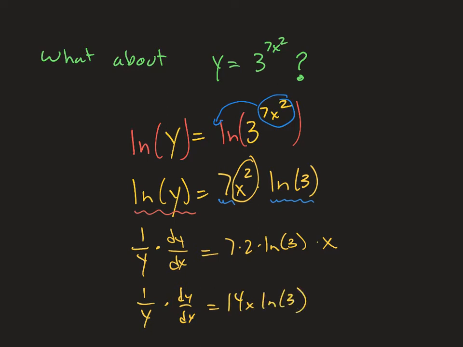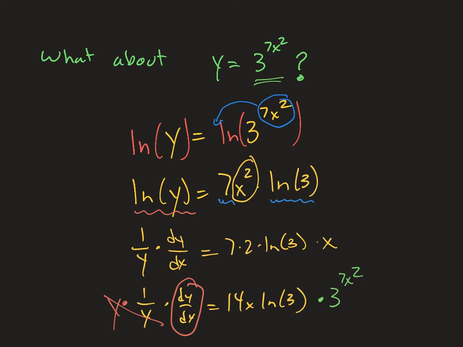And then remember, our job was to try and find dy over dx. So to do that, I have to multiply by y on both sides. That'll cancel this out. On this side, instead of multiplying by the letter y, I'm going to multiply by the function y, which is 3 raised to the 7x squared power.